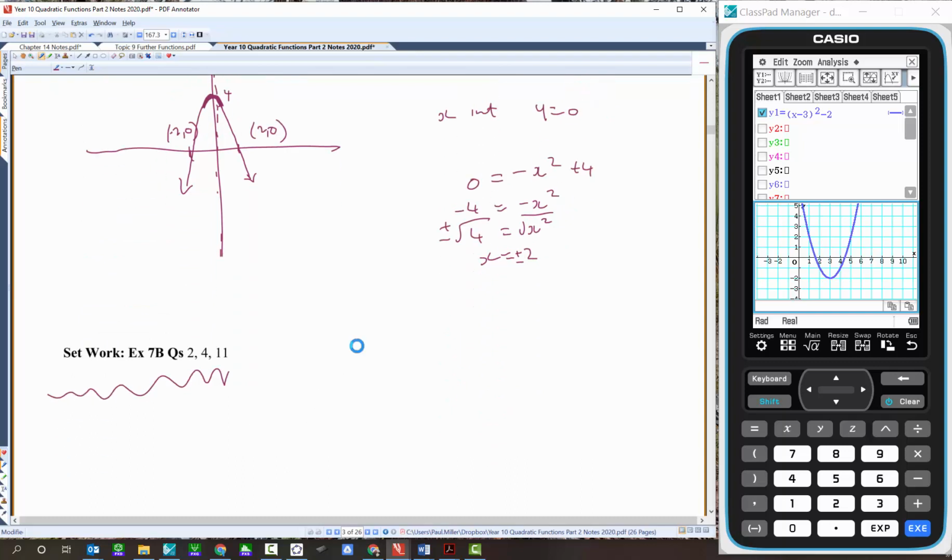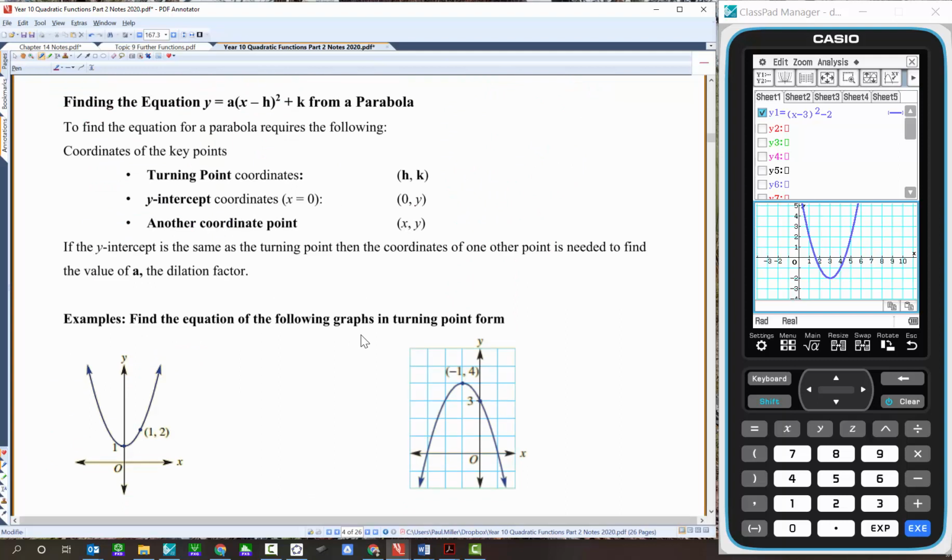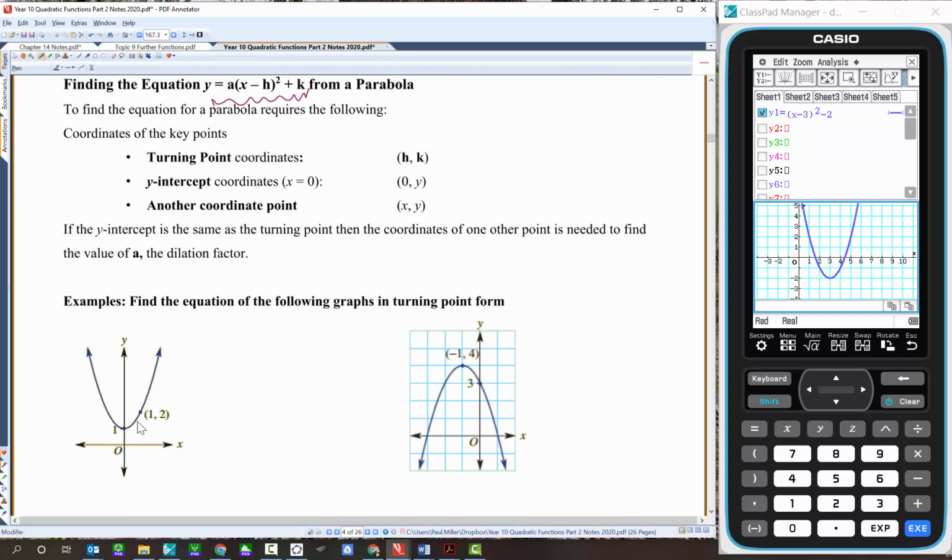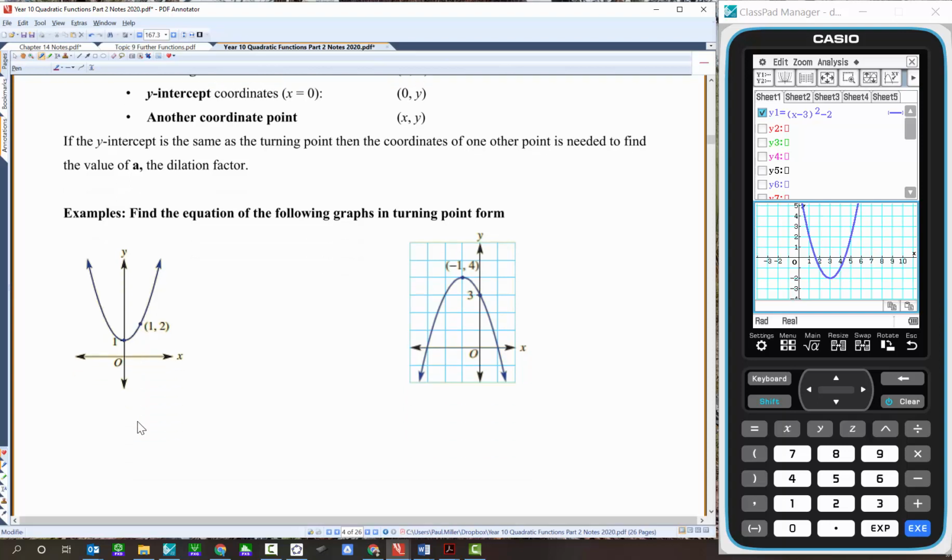The second part of your homework will be to determine the equation in this form here from a parabola. So if you're given the picture, you'll be able to get the equation from the picture. It's basically finding the rule. Okay, so let's have a look at this one here. And each time you do these particular questions, we should just follow the same process each time.